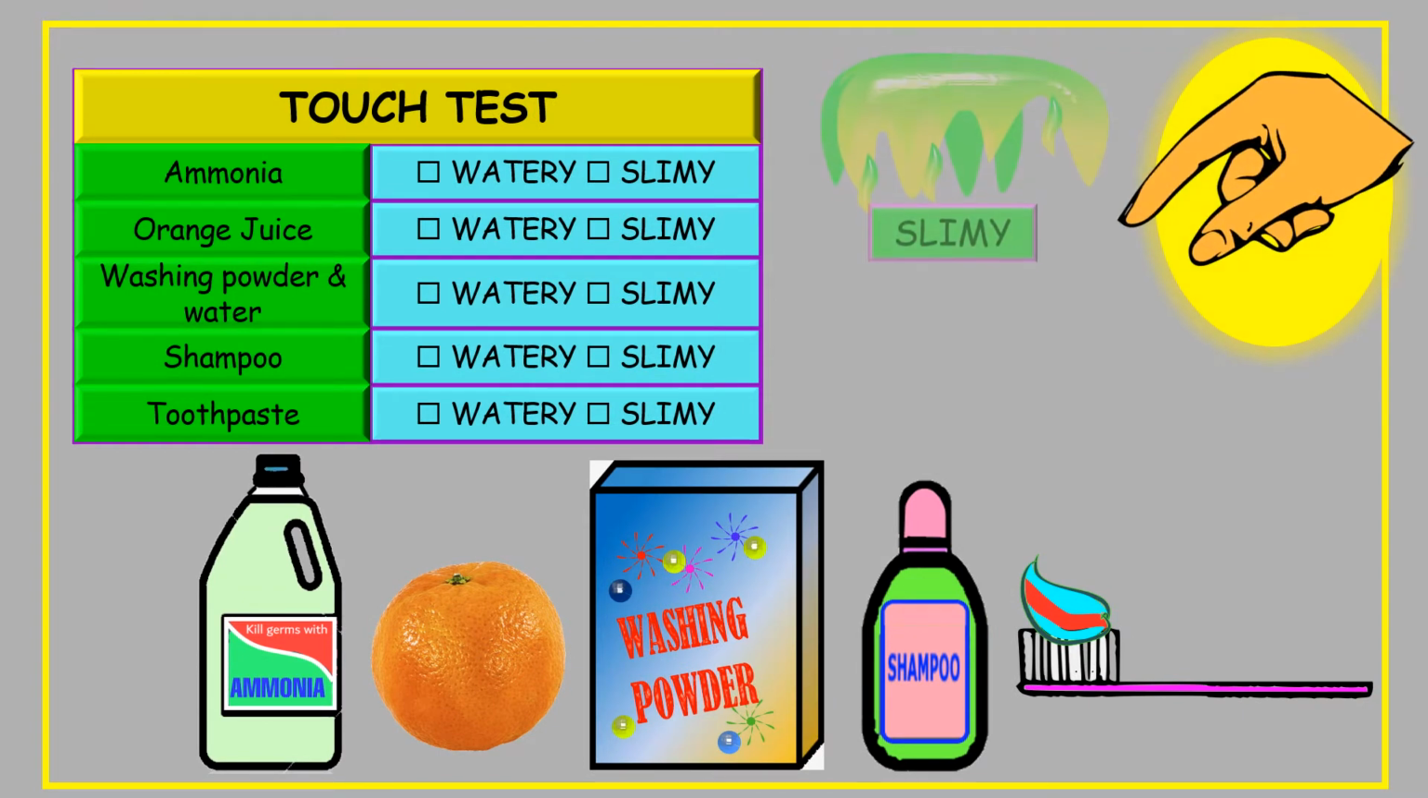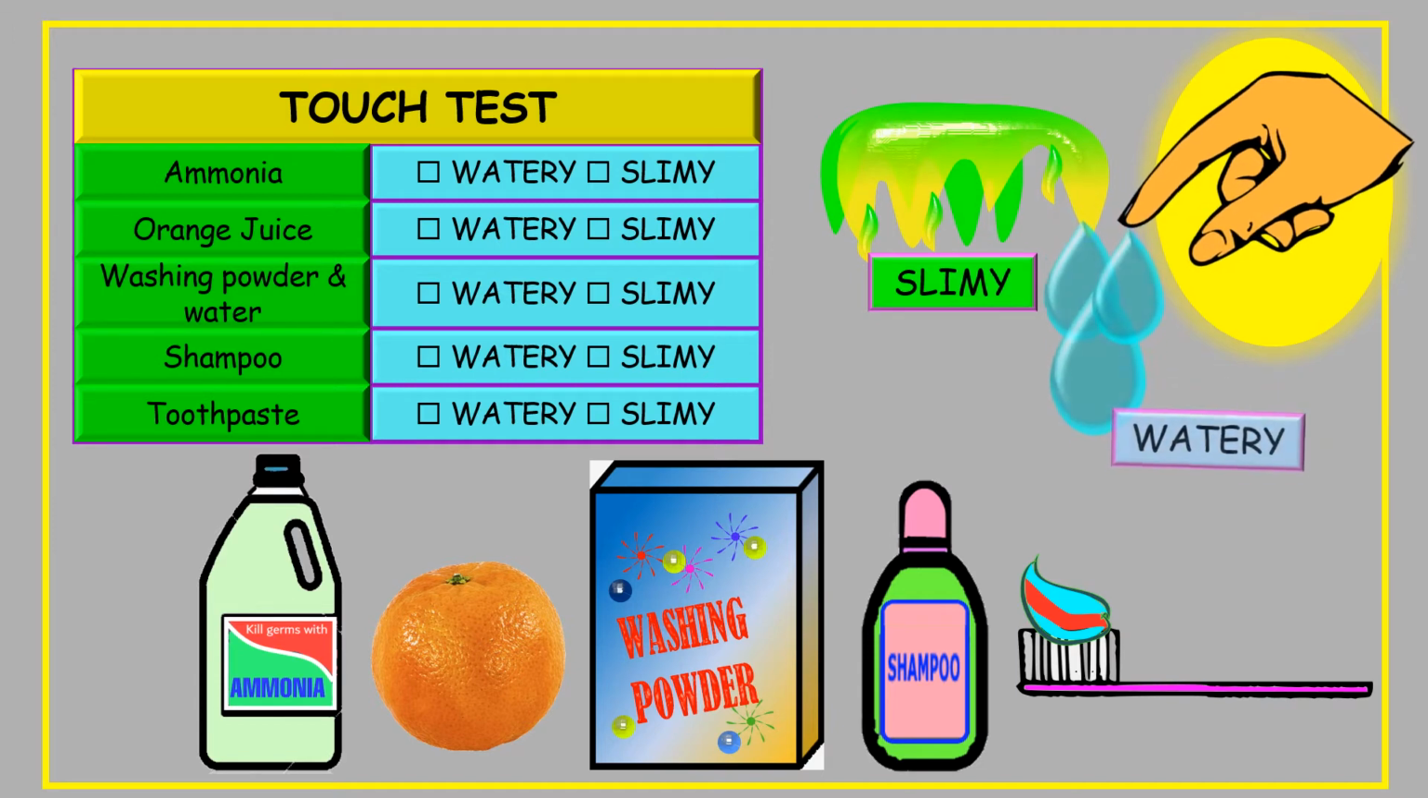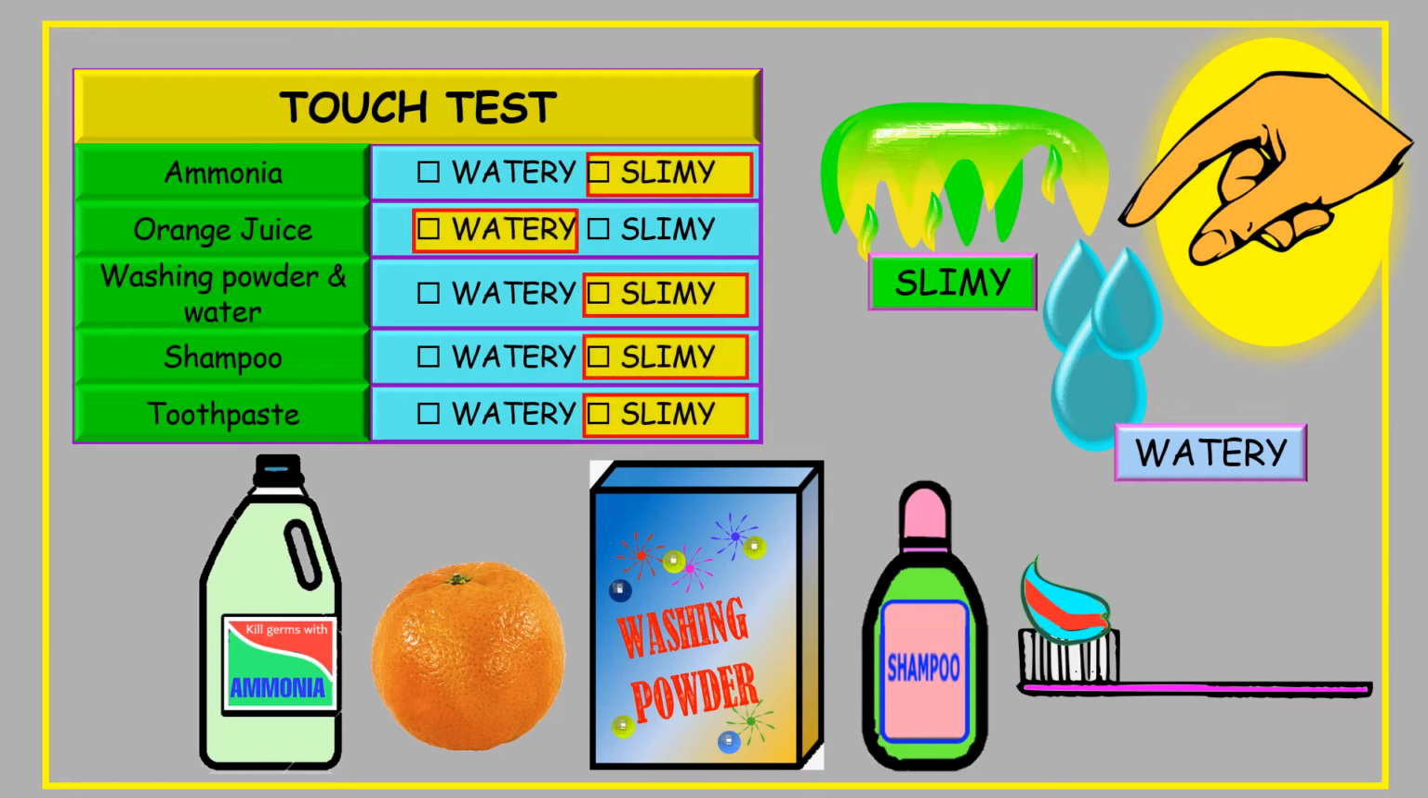Another test we may use to determine if a material is acid or base is the touch test. Generally, materials that feel slimy are bases and materials that feel watery are acids. Conduct the touch test using ammonia, orange juice, washing powder, shampoo and toothpaste. You will discover that ammonia, washing powder, shampoo and toothpaste are slimy when touched. These materials are bases. On the other hand, orange juice feels watery and is therefore an acid.